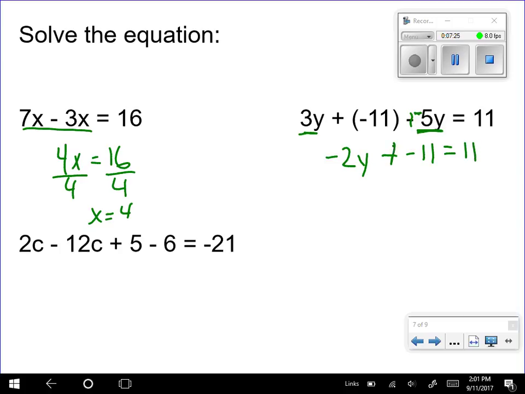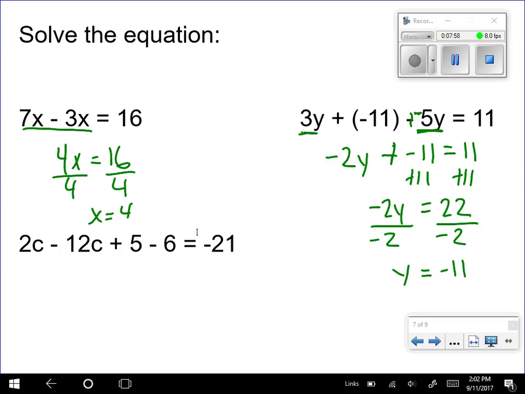So now I can just solve it like a two-step equation. I'm going to add 11 to both sides. Negative 2y equals 22, 11 plus 11, and then divide by negative 2. So y is equal to negative 11. So for this problem, I had to simplify the left side here first by adding 3y and negative 5y, and then I was able to solve like we've learned how to do with two-step equations.